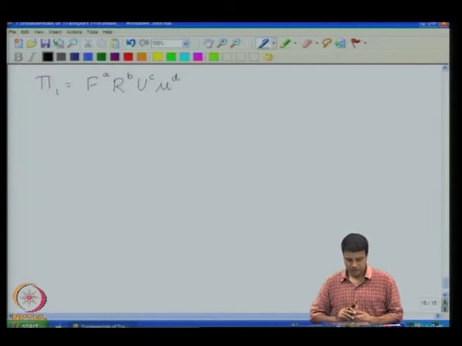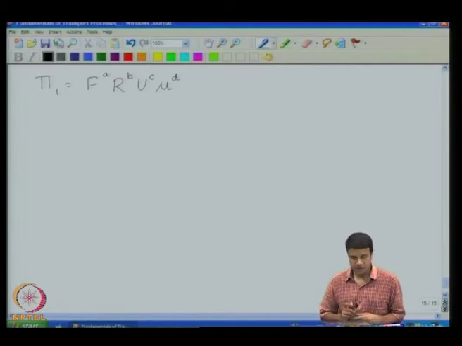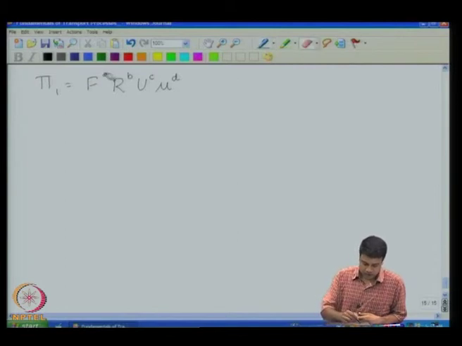However, if pi 1 is a dimensionless group, then pi 1 raised to any power is also a dimensionless group. So, without loss of generality, I can take one of these exponents as just 1, because if I take this dimensionless group pi 1 to the power of 1 over a, the exponent on f will become just 1. So, I can take any one of these to be 1, and I will take the coefficient a to be 1. So, I get a dimensionless group which involves force, distance, velocity and viscosity.